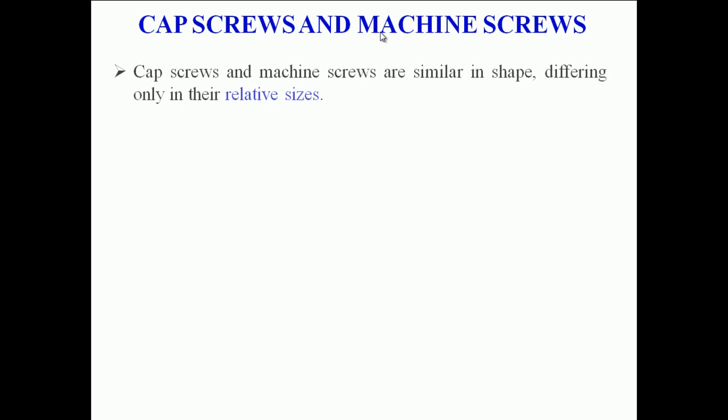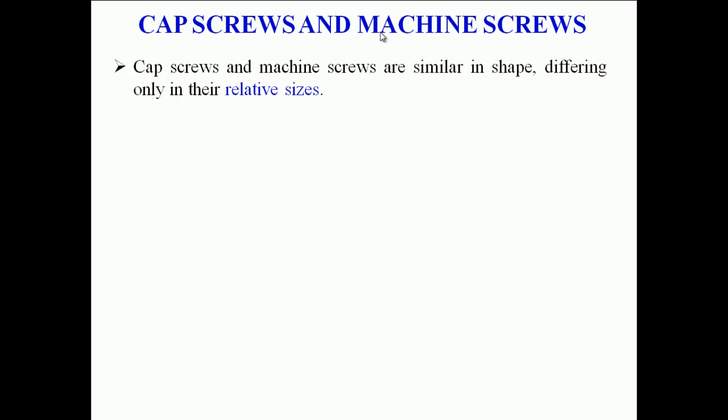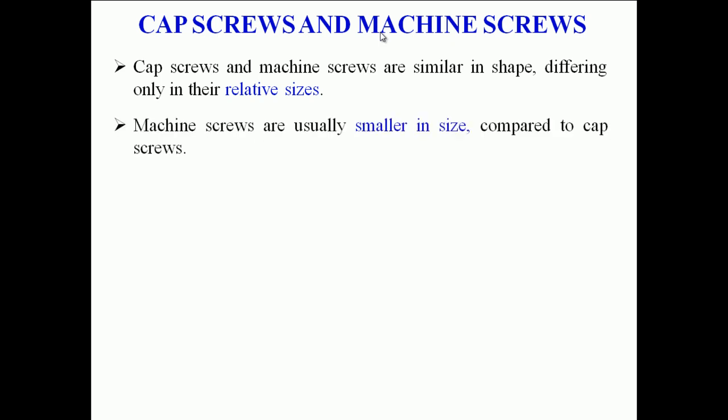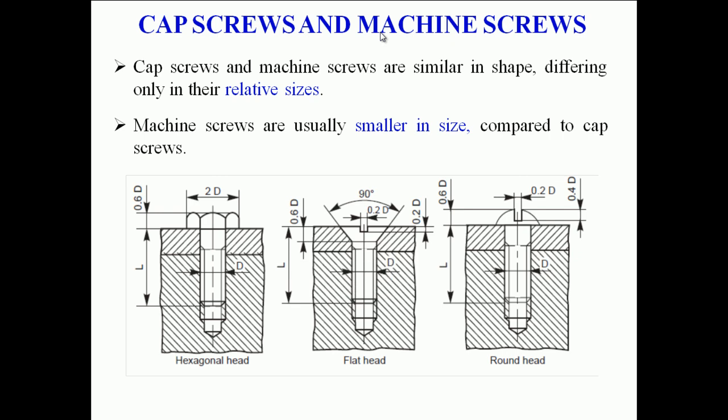So next we are moving to cap screws and machine screws. Cap screws and machine screws are similar in shape, differing only in their relative sizes. Machine screws are usually smaller in size compared to cap screws. So these are the screws: hexagonal head, flat head, round head. Based on the head, different types are there.